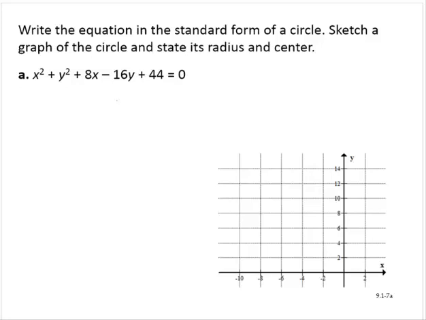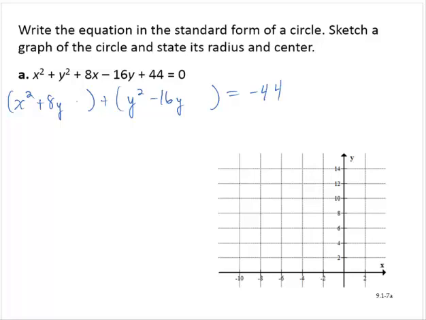Alright, so what I'm going to do is regroup things. I have the x squared, I'm going to put the 8x next to it, and I'm going to leave a space. Plus, open a quantity, I have the y squared and I have the minus 16y. Leave a space, close the quantity, and I'm going to subtract the 44 and bring it over to the other side of the equation.